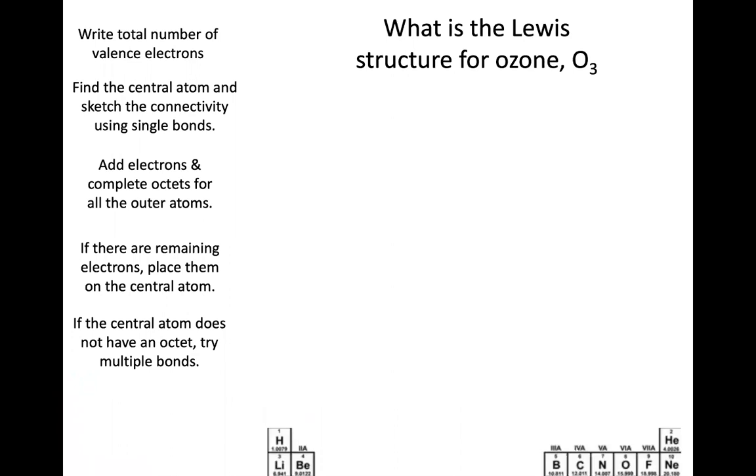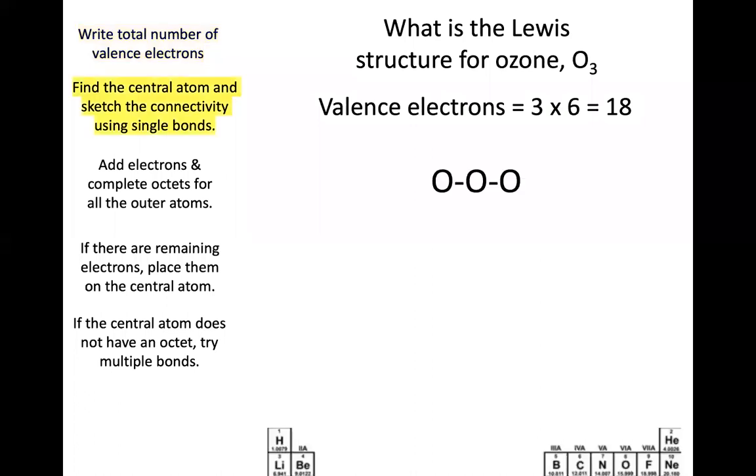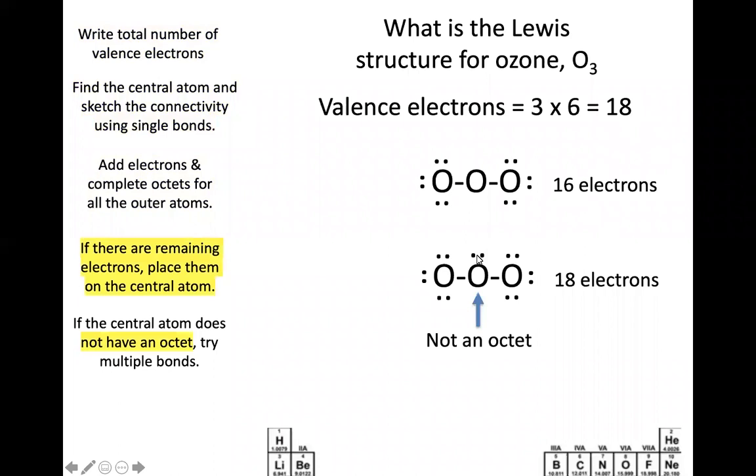So within this one, I'm going to first begin by adding up the total number of valence electrons. Each oxygen has 6, so that gets me to 18. I draw just single bonds initially. I'm going to complete octets around the outside. That gets me to a total of 16 electrons. I need 18 though, so I'll put 2 more there on the central atom. Now, if I look at these, I've got octets around the outside, but not on the central atom.